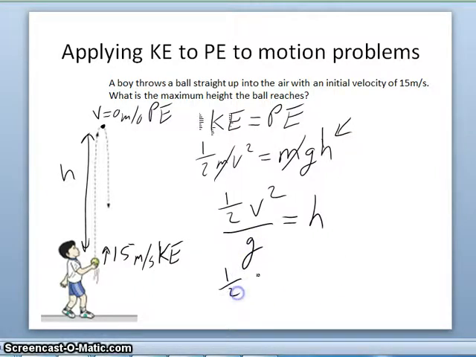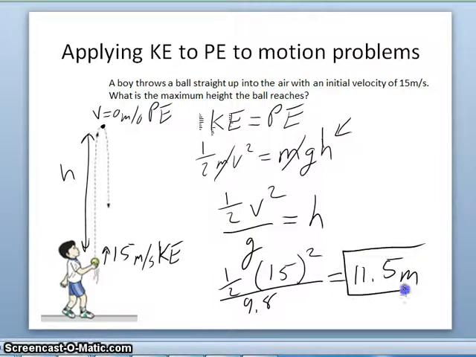So 1/2 times 15 meters per second squared, divided by the acceleration of gravity, 9.8 meters per second squared. I whip out my calculator and solve this, and I find that the maximum height the ball reaches is 11.5 meters. Now, if you don't believe me, you can try and solve this the old way and you'll find that you get the exact same answer.